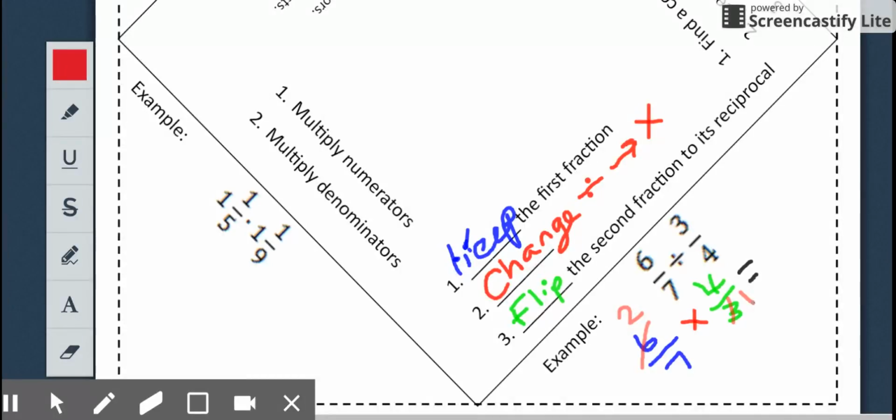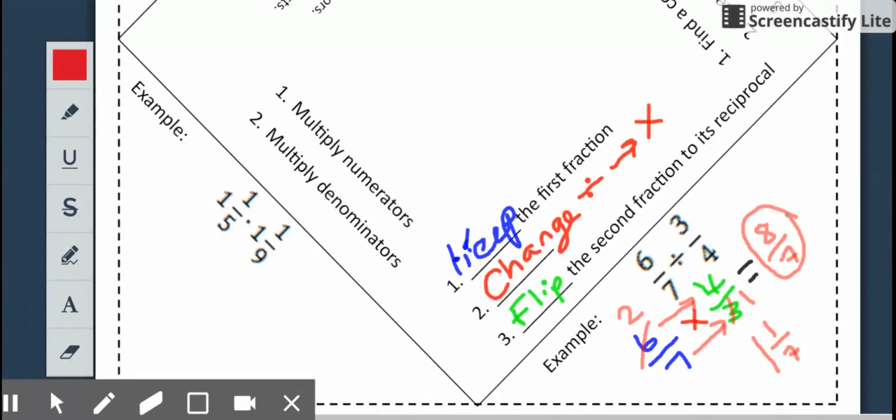Those are all of my common factors, so now I can multiply straight across. 2 times 4 gives me 8 in the numerator. 7 times 1 gives me 7 in the denominator. Therefore, my product is 8/7. If you really want to write this as a mixed number, you could write 1 and 1/7. But 8/7 is much easier to continue to work with, which is why I always prefer improper fractions.